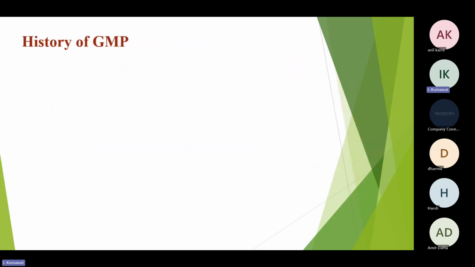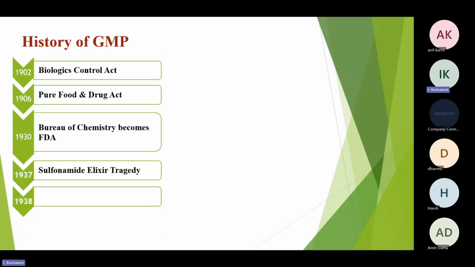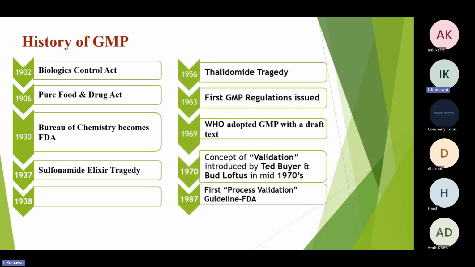The history of GMP, some brief history of why GMP is required. In 1902 the Biological Control Act was introduced, and then the Pure Food and Drug Act, and then the Bureau of Chemistry became the FDA, and the sulfonamide elixir tragedy. Some tragedies happened in previous years, like we are discussing here, the sulfonamide tragedy and the thalidomide tragedy.